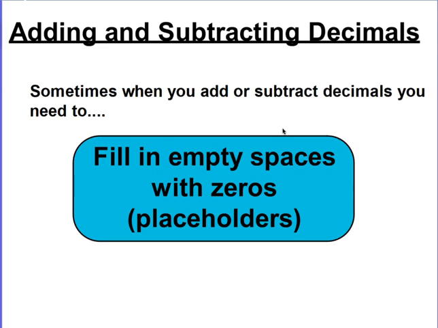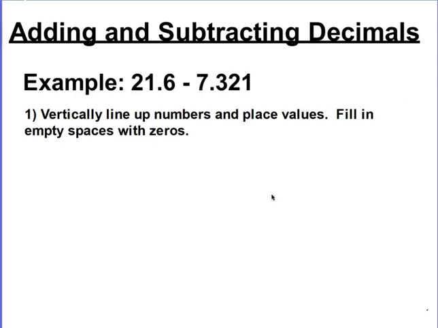Okay? Occasionally when you add or subtract, you're going to have to fill in some empty spaces with zeros, or placeholders as they're called. The reason you have to do this is because not every decimal problem is going to have 2 values that go to the same place. For example, here, this example shows the first number going to the tenths place, but the second number going all the way to the thousandths place. When you line those up vertically, you'll notice there's some empty places here you have to put placeholders in. So unless a decimal repeats, you put zeros in.